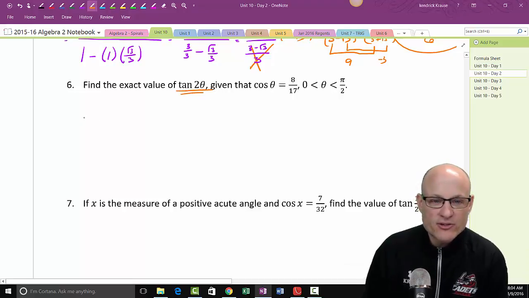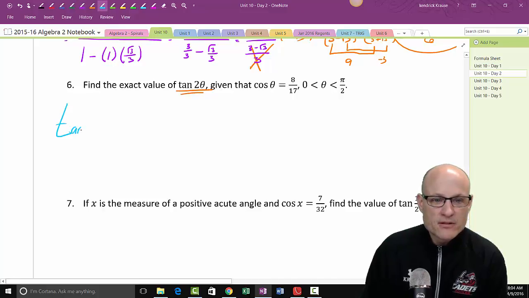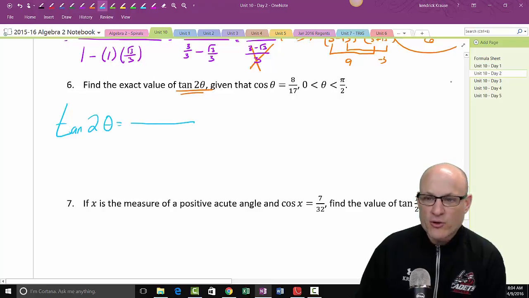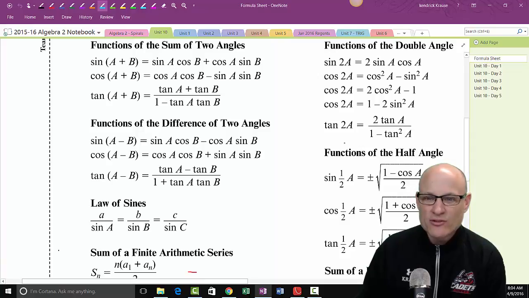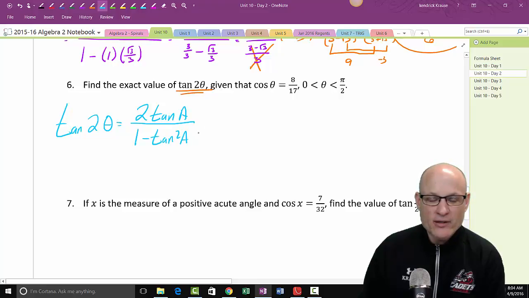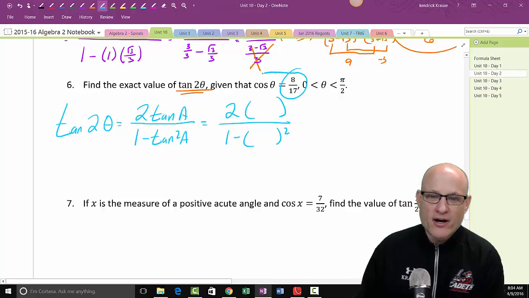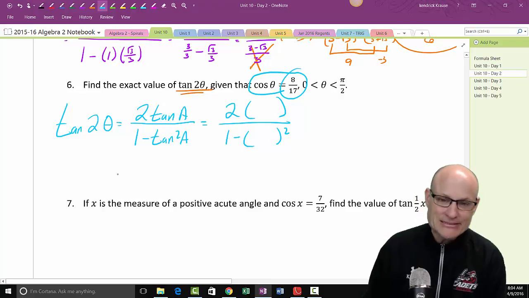Find the exact value of tangent 2 theta. Let's get a new color just to make things more exciting. Tangent of 2 theta is equal to... Now, if you look over at the formula sheet, where is it? It's right here: 2 tan A over 1 minus tan squared A. So 2 tan A all over 1 minus tan squared A, which really equates to 2 times some fraction over 1 minus some fraction squared. We just grab this... oh, crap, it's cosine.